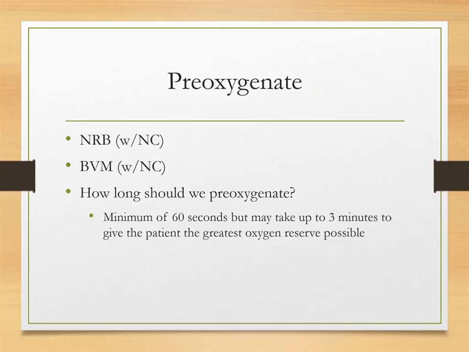If you're bagging the patient with the bag valve mask, again, make sure you've got it turned all the way up. But then also put a nasal cannula in that person and flood them with oxygen through the nasal cannula as well. So the next question is, how long should we pre-oxygenate? Well, a minimum of 60 seconds. But it can take up to 3 to even 5 minutes to get this patient at the greatest oxygen reserve possible. We want to make sure they have the most oxygen possible, okay?